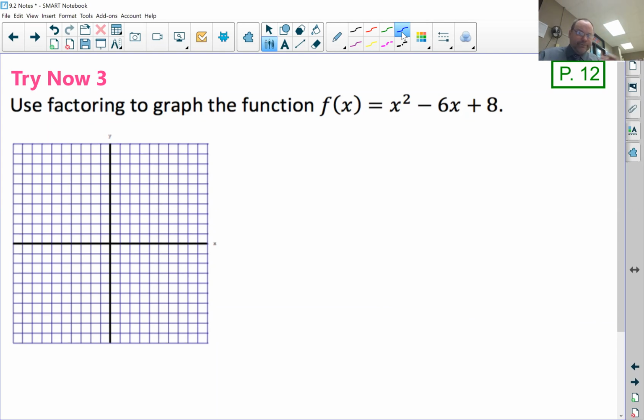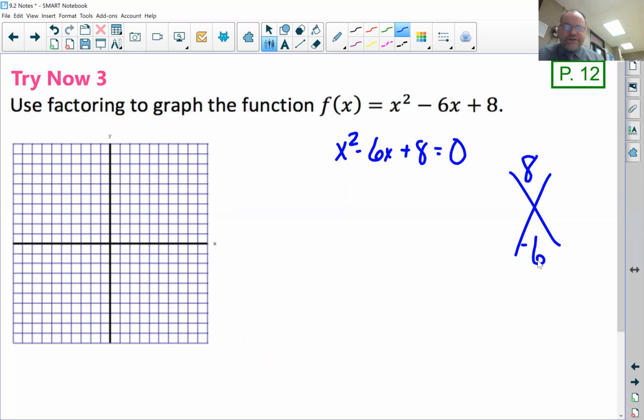All right, so again, graphing by factoring. So we're going to take x squared minus 6x plus 8, set it equal to 0. Factor, find two numbers that multiply to 8 and add to -6. Because they have to multiply to a positive value, they have to have the same sign. And they have to add to -6, so both numbers are going to be negative. So start with -1 and -8. Those do not add to -6. They add to -9. Then try -2 and -4. Those do add to -6.